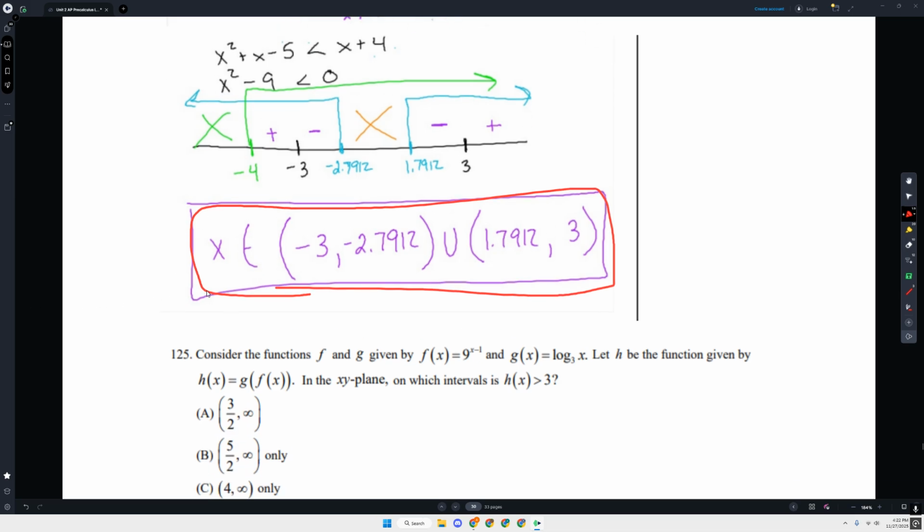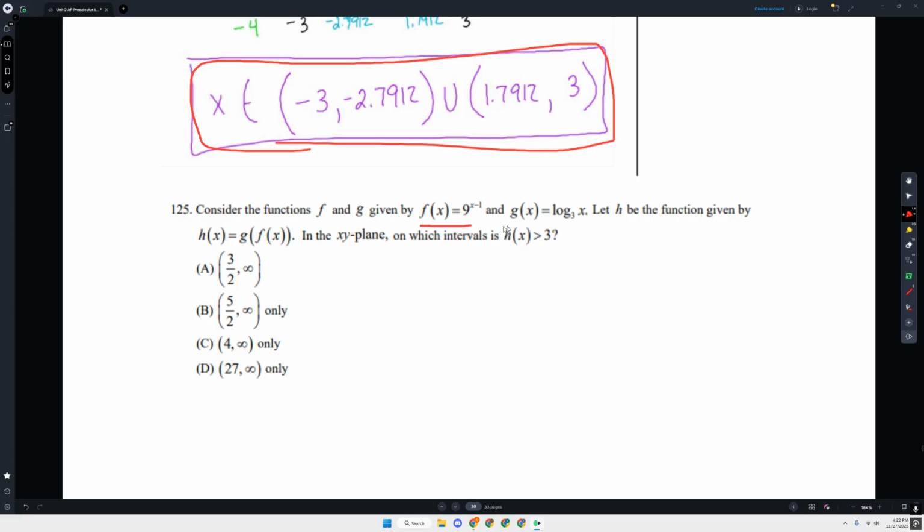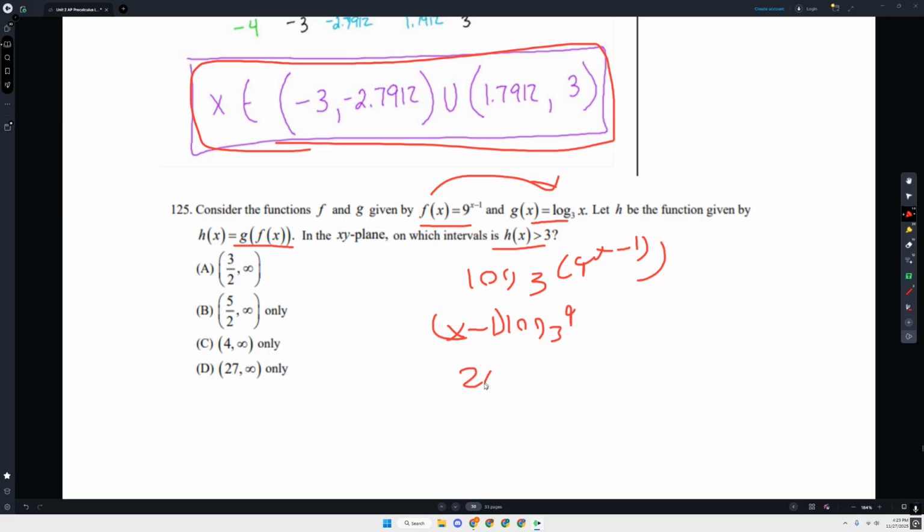For 125, we're doing something similar, and we're saying it's 9x minus 1 and this, and we're saying where h of x is greater than 0. And it says this is a composition of functions. So we're plugging in f of x to g of x. So we're going to say log 3 of 9x minus 1. We could take out the x minus 1 to the numerator. So x minus 1 log 3 of 9. And log 3 of 9 is 2, so this would be 2x minus 2.